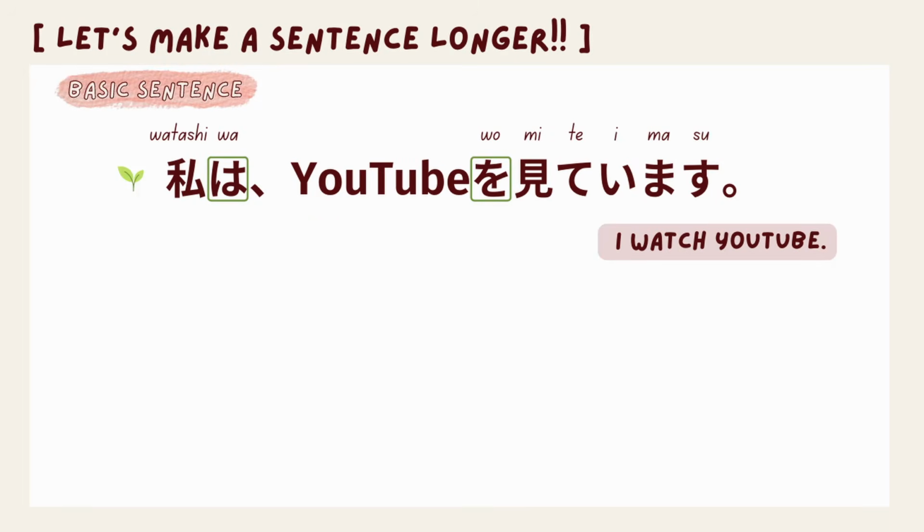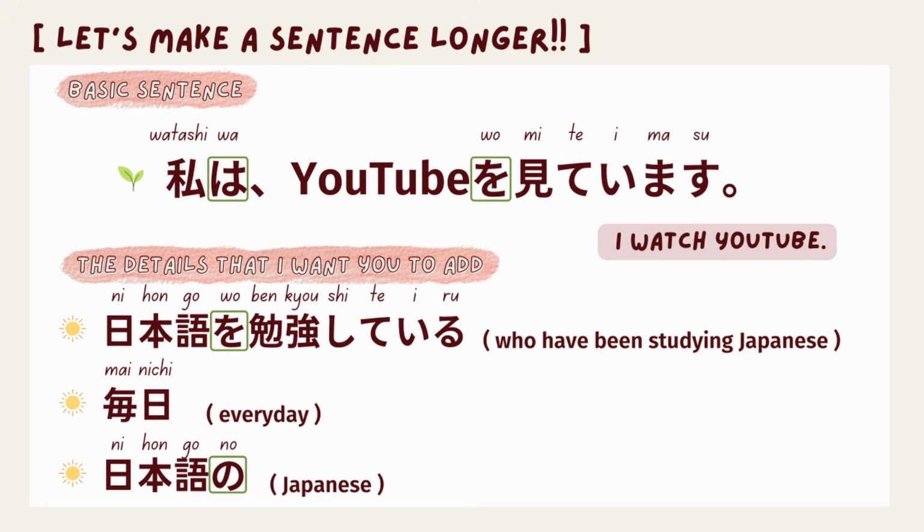Here are the basic and the most important elements. 私は YouTube を見ています。Here are some details that I'd like you to add to the sentence. 日本語を勉強している。毎日。日本語の。You can pause the video and think how to put them into the sentence above, according to the rule that I explained. In Japanese, details are always on the left side, which is before the main element.